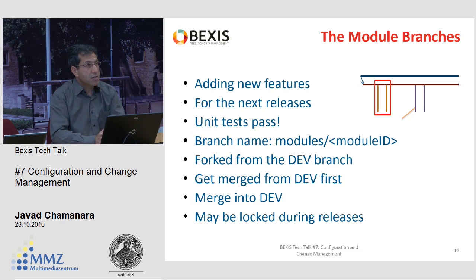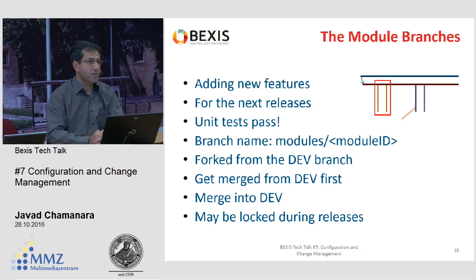So module branches are the place to add new features or to fix problems. They are always producing features for the next releases, not for the current release. Current releases are somewhere else. On the module branches, at least the unit tests should pass. But it would be good also to have the integration tests pass here before merging to dev, but it can be deferred to the merging time. There is a naming convention for the modules. That is always modules/ the module ID, and the module ID is set at the module definition time.